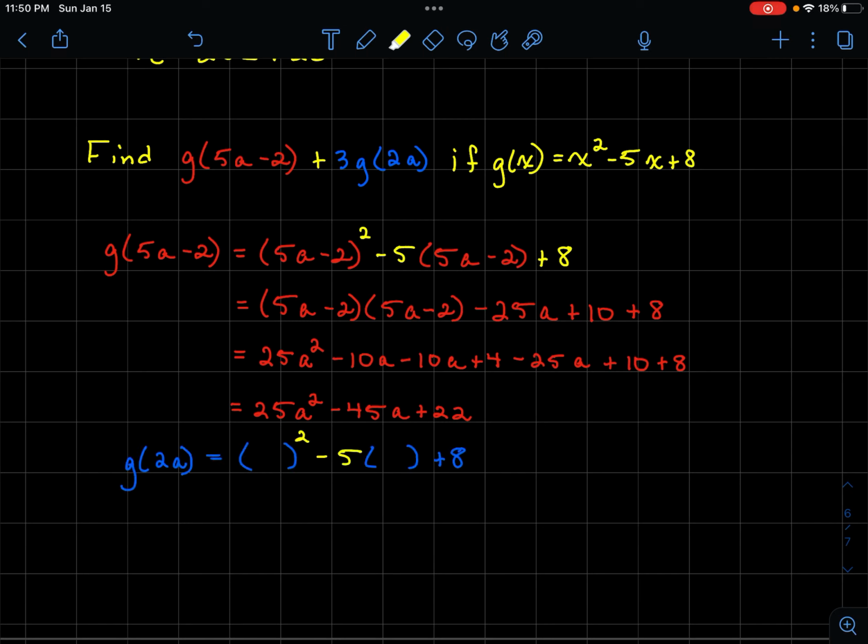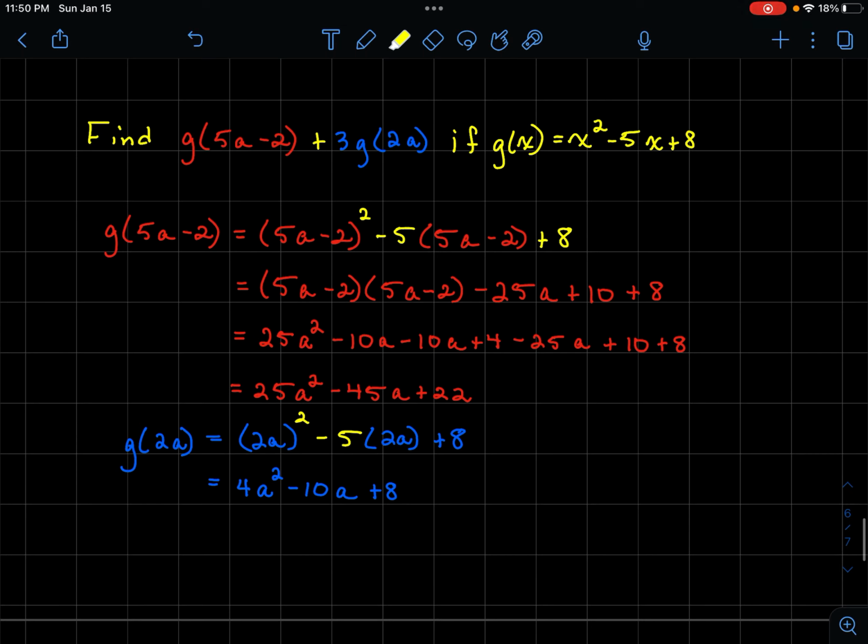Now let's do what I have in blue. Can we find g of 2a first? Leave my open parentheses where the x's were, so I know that I am substituting in 2a for each of those, and follow the order of operations. In the first parenthesis, we square everything inside of it. That gives us 4a squared. Middle term, we can multiply the negative 5 and the 2a together.